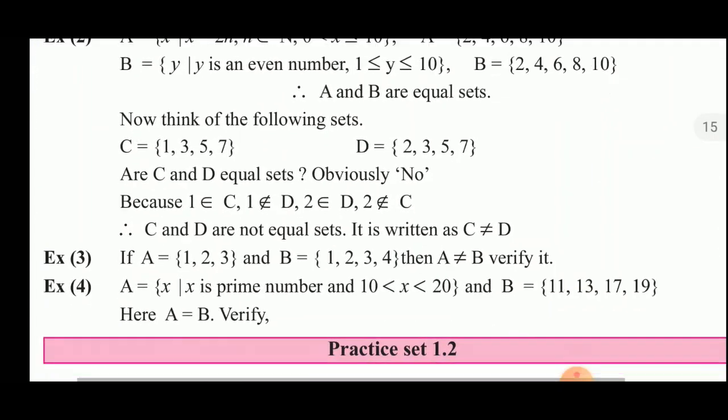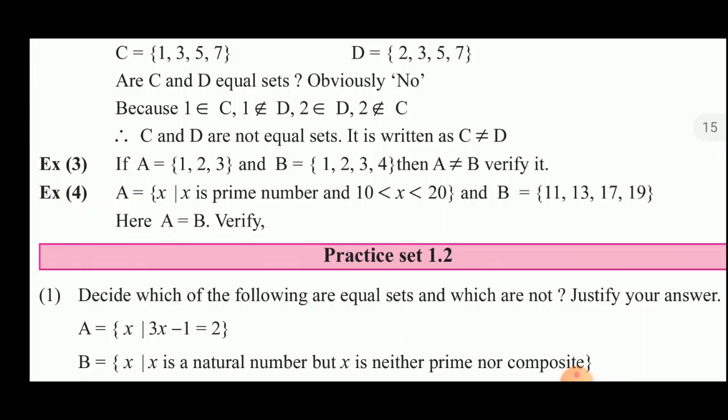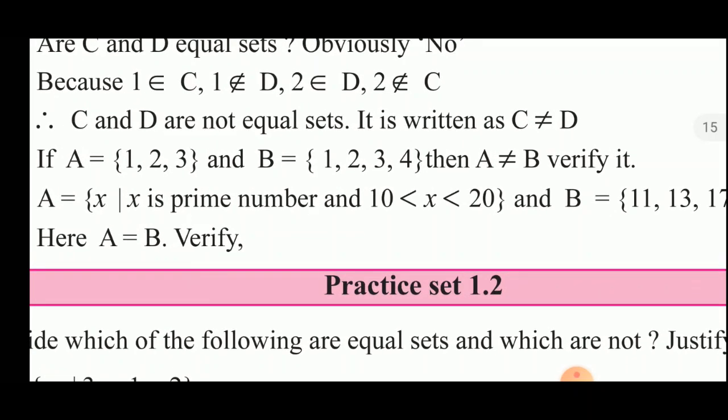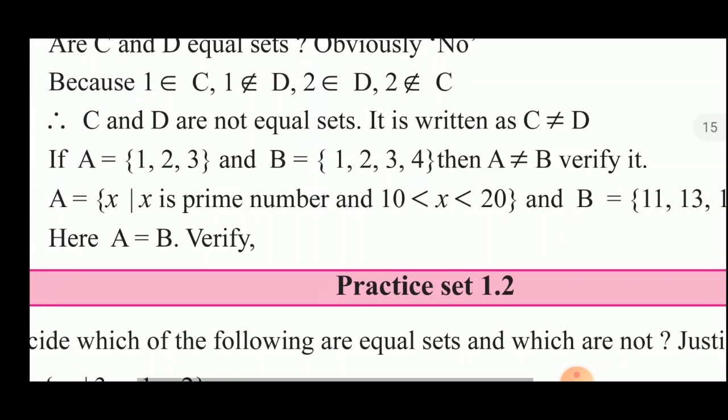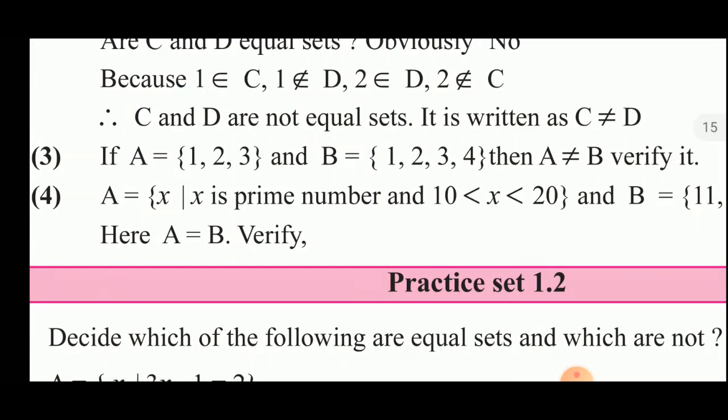Then one more example, example 3. Set A has the elements 1, 2, 3. B has the elements 1, 2, 3, 4. Both do not have equal elements, so A is not equal to B.